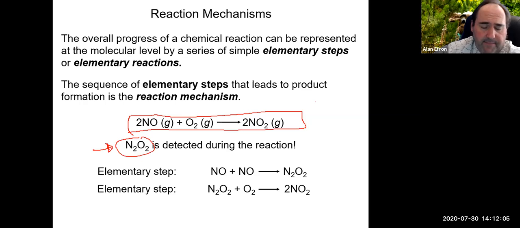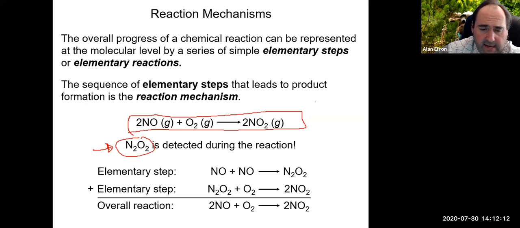And this is a possible mechanism for this, and we can add both of these steps together. Here in the first step, they're saying that two NOs will come together and make that N2O2, which is why it can be detected in this reaction.